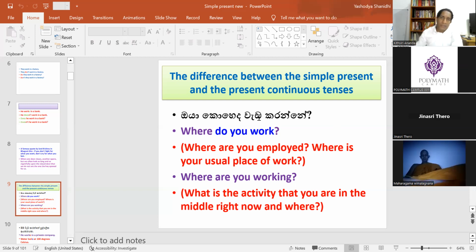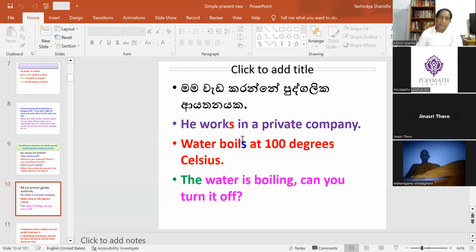Now we'll take another example. Water boils at 100 degrees Celsius. Water boils at 100 degrees Celsius. Now, it is simple present because you make a general idea. Whoever does it, wherever it may be, when water comes to that heating degree, it automatically starts simmering. So when making an idea of that type, you have to use the simple present. Water boils at 100 degrees Celsius.